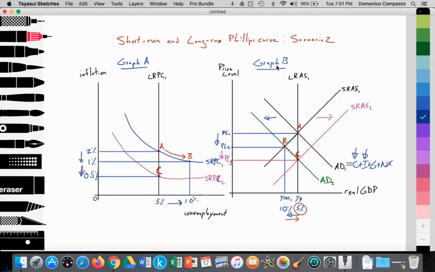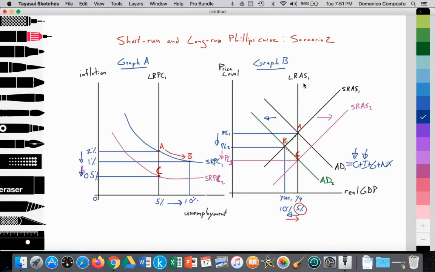In graph B, we're using the monetarist model. We're measuring real GDP on the x-axis and the price level on the y-axis. We have a perfectly inelastic long-run aggregate supply curve illustrating the maximum amount of output that can be produced when inputs are employed. We have a downward aggregate demand curve labeled AD1 and an upward sloping short-run aggregate supply curve labeled SRAS1.